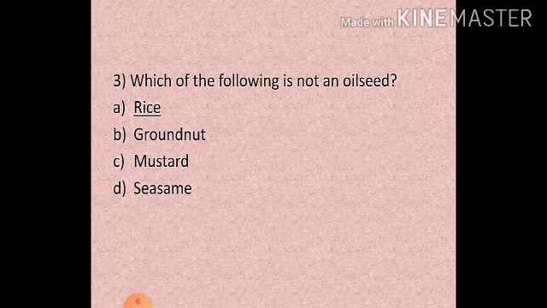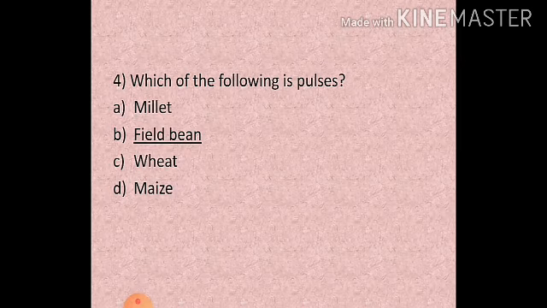Okay, let's see the next one. Fourth, which of the following is pulses? So we have to say which of the following options is a pulse. A. Millet, B. Field bean, C. Wheat, D. Maize. So among these options, A. Millet, C. Wheat, D. Maize are cereals.